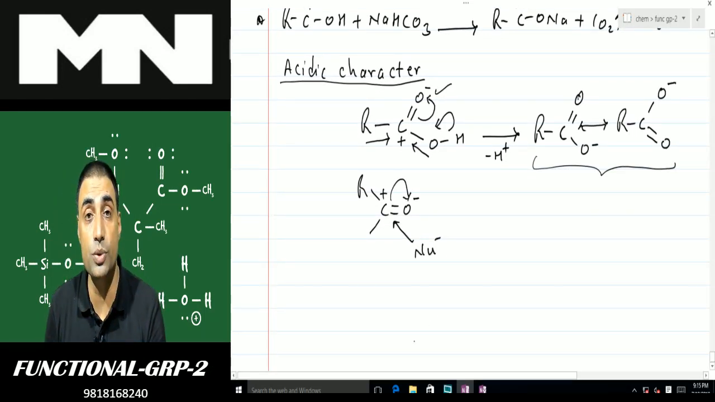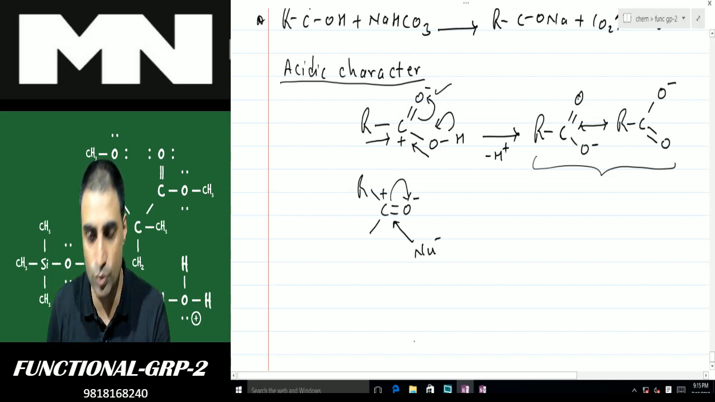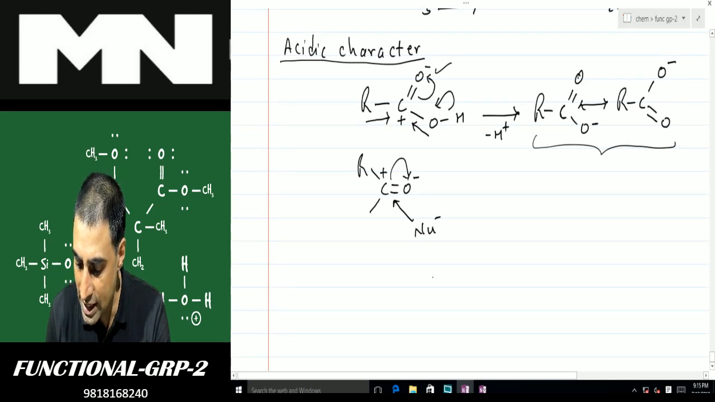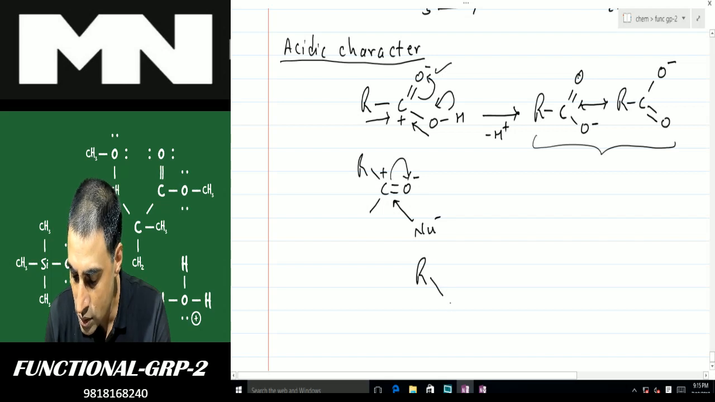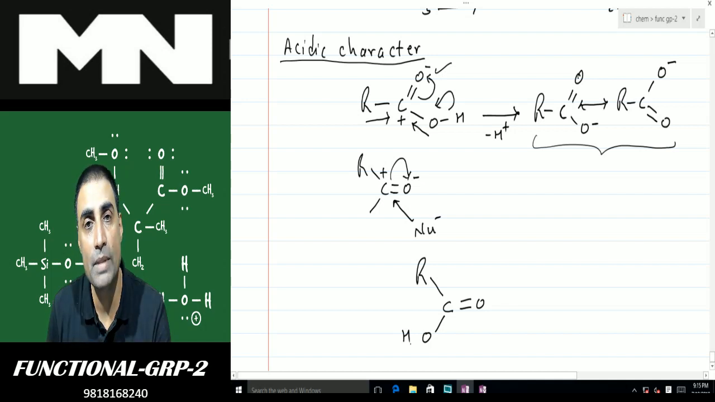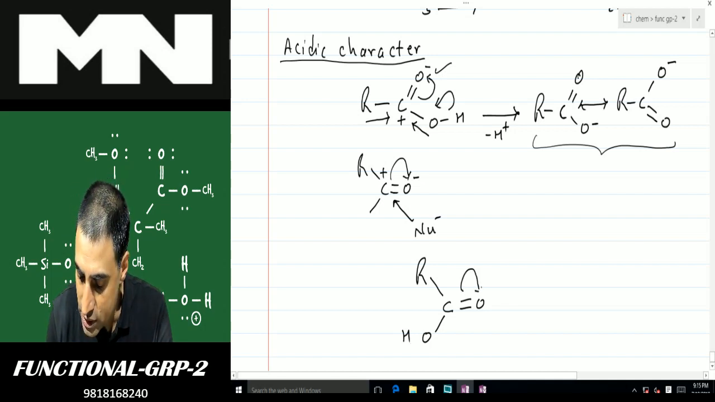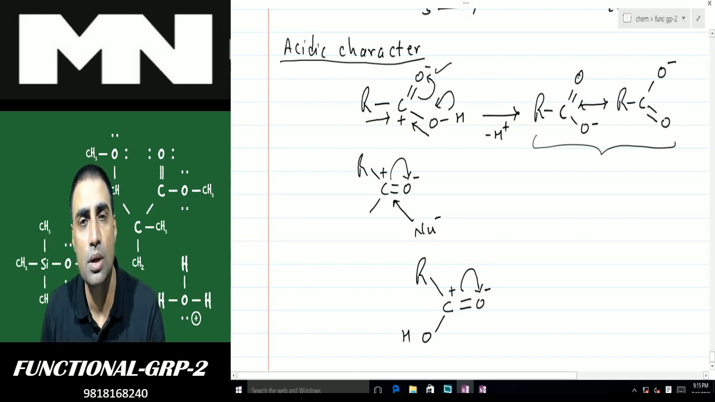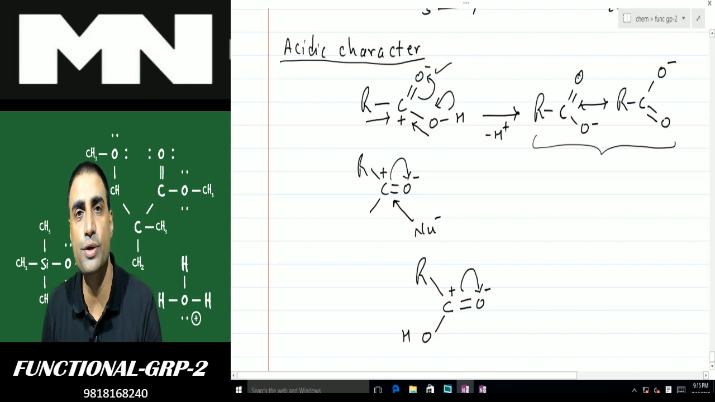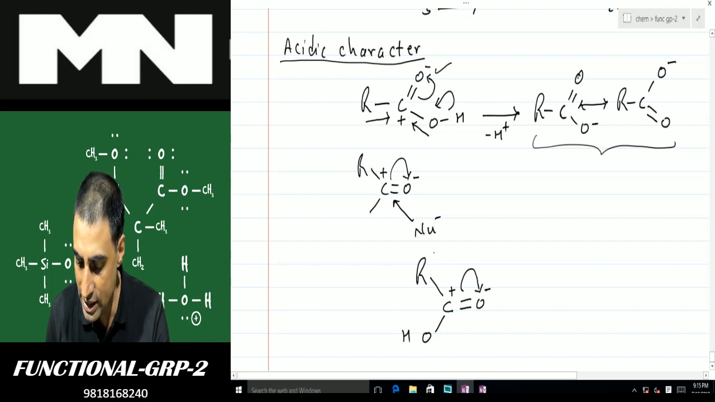Well, a very common question comes to our mind: which among aliphatic and aromatic carboxylic acids is more acidic and why? Now suppose I have an aliphatic carboxylic acid, that is RCOOH. As soon as the pi electron comes toward oxygen, oxygen will become negative and carbon will acquire a positive charge. Now when the positive charge comes on carbon, you have two different groups there which are ready to donate their electrons to this carbocation: one is the alkyl group and the other is the OH group.